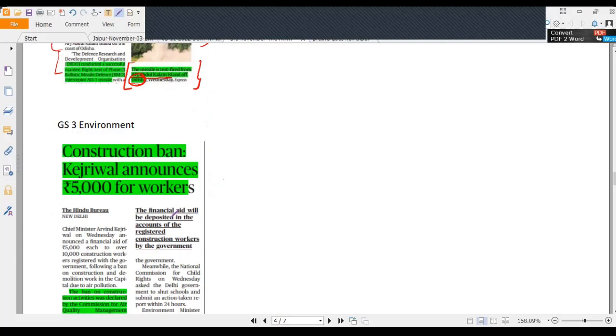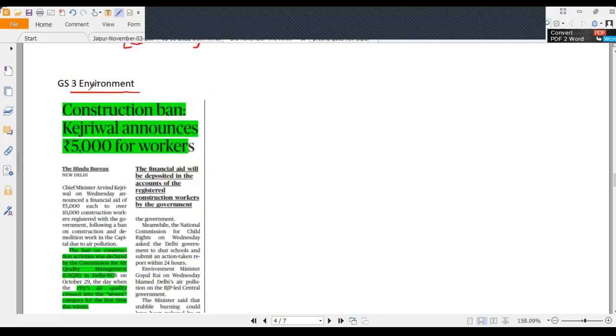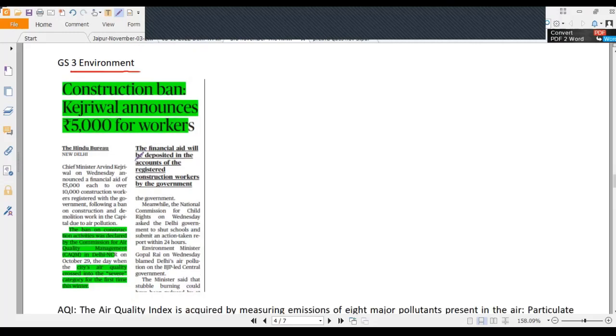Now moving forward, this news item pertains to environment, where it says construction ban, Kejriwal announces 5,000 for workers. As the winter season is on, the air quality in Delhi has been deteriorating, and as a result of it, the government has taken the decision to ban construction activities. The government has given 5,000 rupees to construction workers. Now this decision was taken by the Commission for Air Quality Management in Delhi NCR, CAQM.